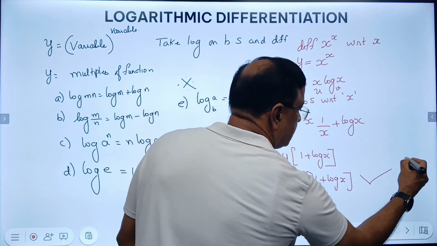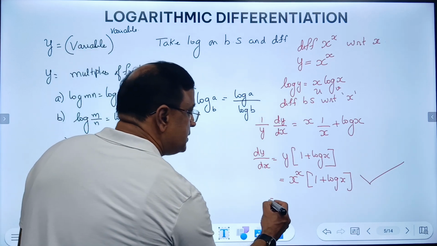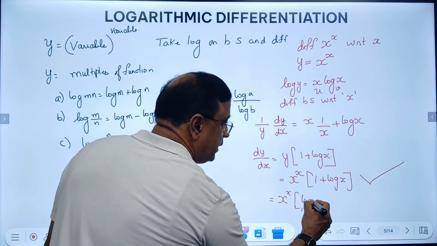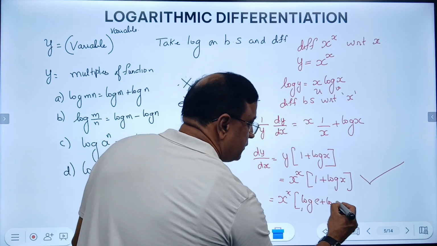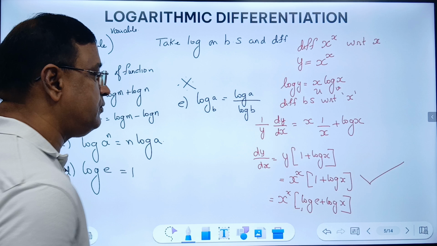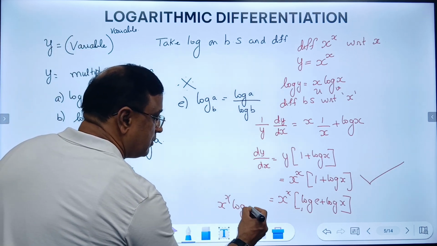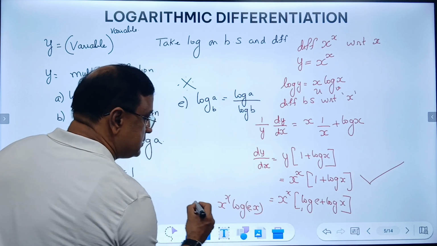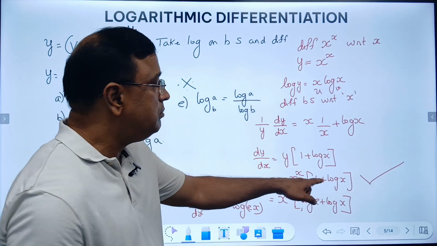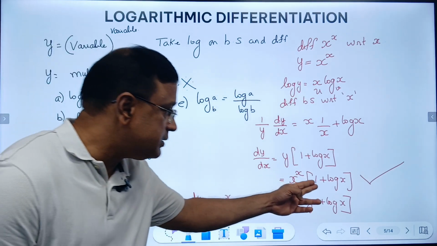So this is the answer. Sometimes you can also simplify this as x power x into, you can write 1 as log e. I'm just saying, in case they ask you to prove. And you know log m plus log n is what? It is log mn. So this is also an answer. But if you leave it here, there is no problem. Or if they ask you to prove this, you have to prove it. Otherwise, you can leave the answer there itself.